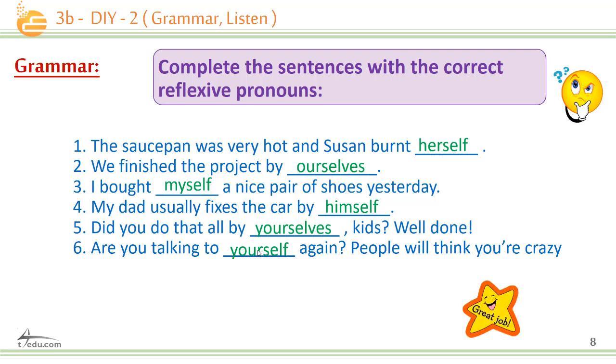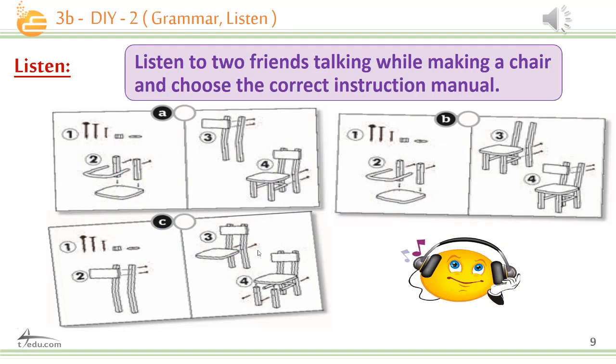Okay, great job. Excellent. Now, listen to two friends talking while making a chair and choose the correct instruction manual. Look at the instruction manuals. So we have here some instruction manuals. We're going to discuss them after we hear the audio. Number 5. Listen to two friends talking while making a chair and choose the correct instruction manual.